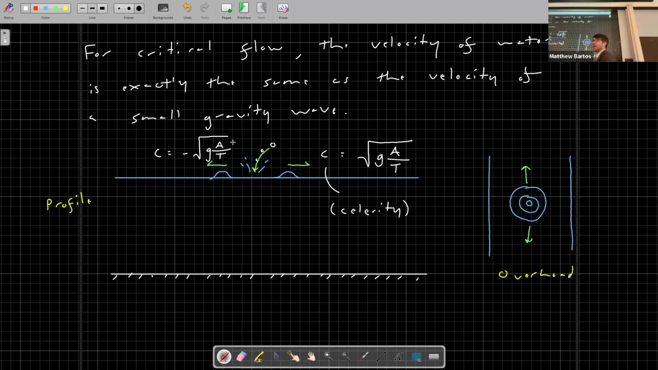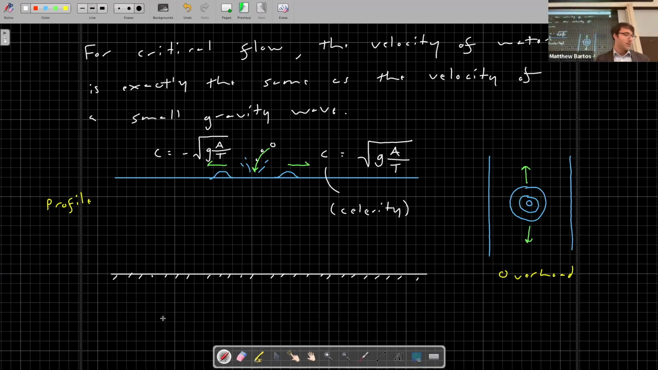So in the typed notes, I have a proof of this fact and a derivation for how we get this wave speed, but you can take this to be a fact that the speed of the wave moving in this still water is going to be square root of g times A over T.